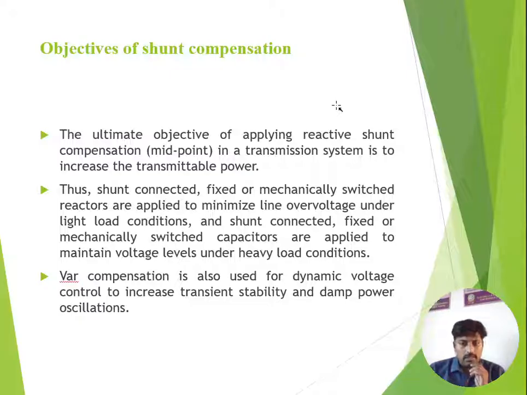These are the four objectives. First one is active power transfer capability is increased. Second one is voltage stability is increased. Third one is enhancement of transient stability limit. And fourth one is damping the power oscillations. These are the objectives of shunt compensation. We can discuss each of them elaborately.